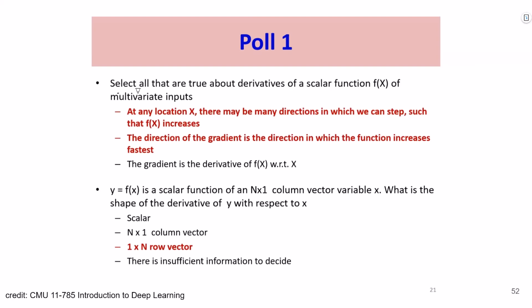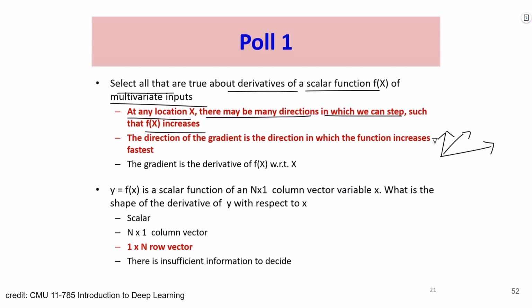The first problem is: select all that are true about derivatives of a scalar function f(x) of multivariate inputs. The first option says, at any location x, there may be many directions in which we can step, such that f(x) increases. I told you that we could take multiple directions like this, and we could calculate the magnitude of the slope by taking the dot product between these direction vectors and the gradient. And these directions also increase the value of the function, however, in different degrees. And the direction of the gradient is the direction in which the function increases fastest. That is the definition of gradient.